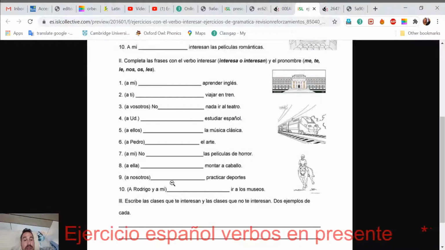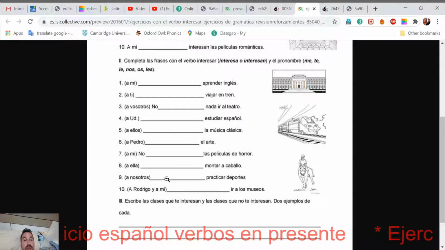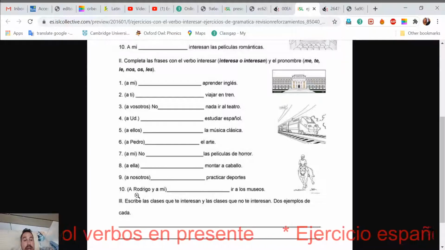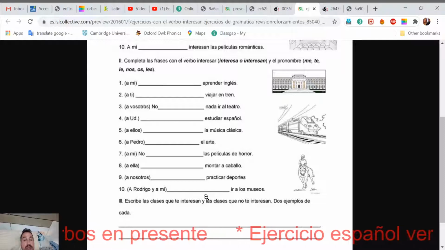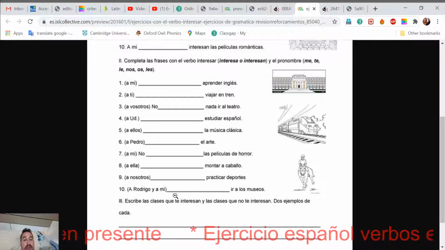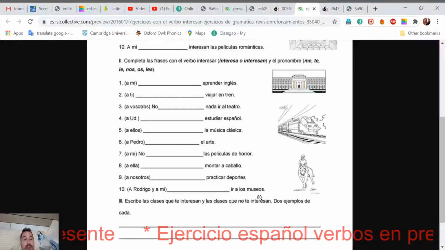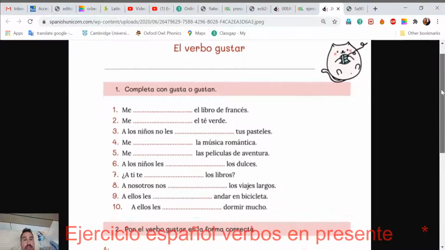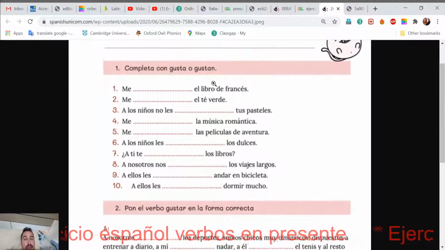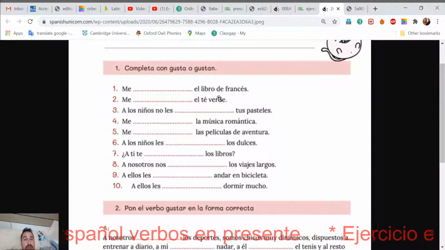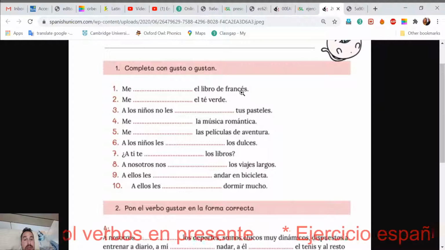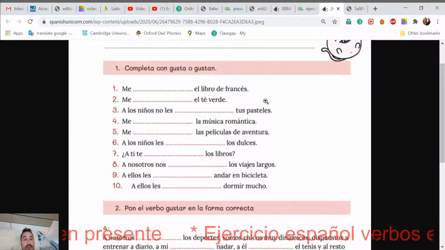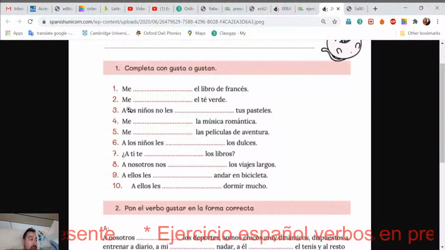9. Nos interesa practicar deporte. So we're interested in practicing sports. And 10. A Rodrigo y a mí nos interesa ir a los museos. Rodrigo and I are interested in going to the museums. We're going to practice gustar as well. It works exactly the same way. So, me gusta el libro de francés. So I like the book of French. Or the book on French. Language, of course.